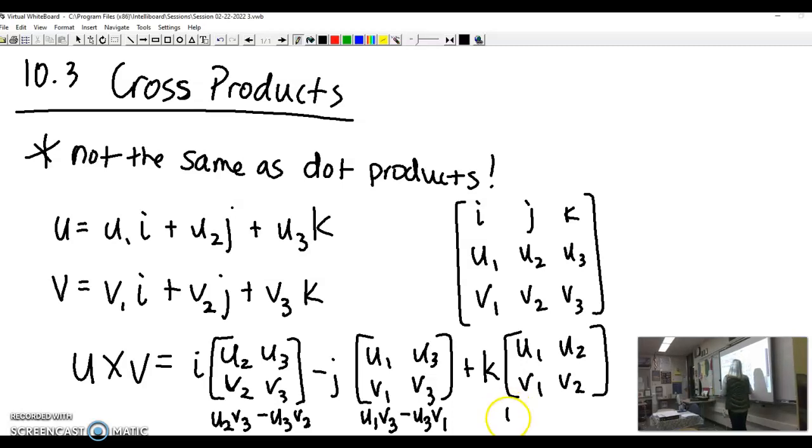Left diagonal here is U1V2 minus U2V1. Now I think it looks kind of confusing with all the U's and V's, don't you agree? But when we put numbers in, you'll see how simple it really is. We're just going to do one basic example and apply it to all the different things that you would use cross products for. Any questions about this before I move on?